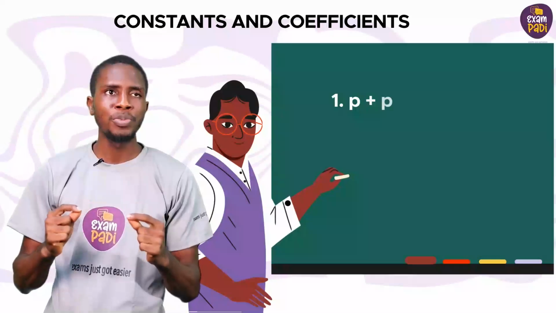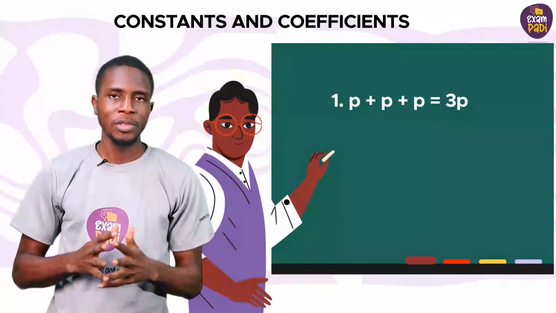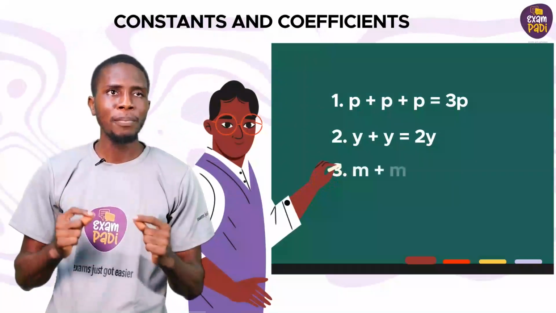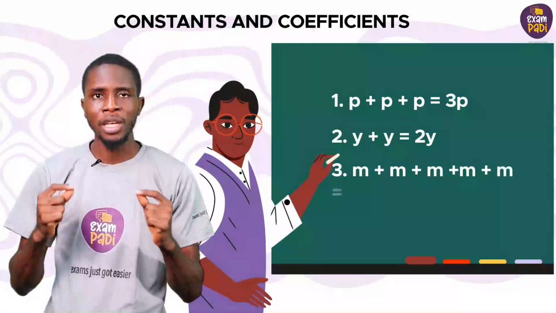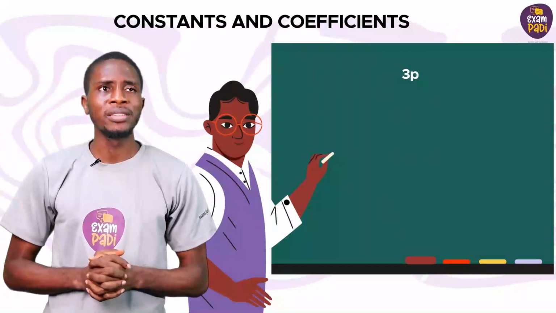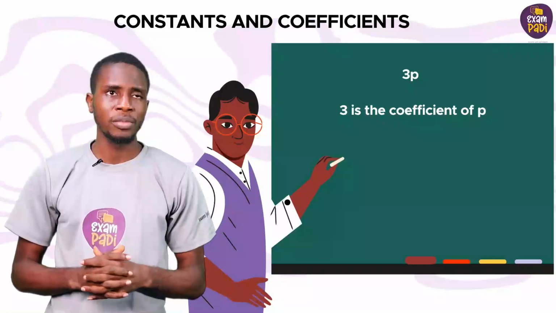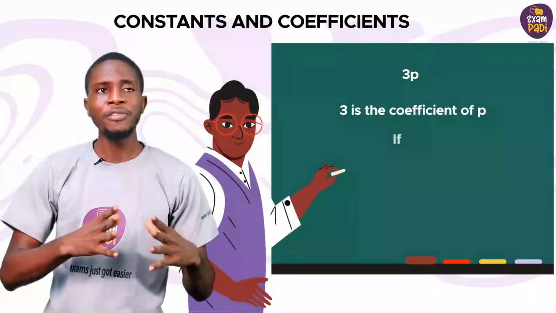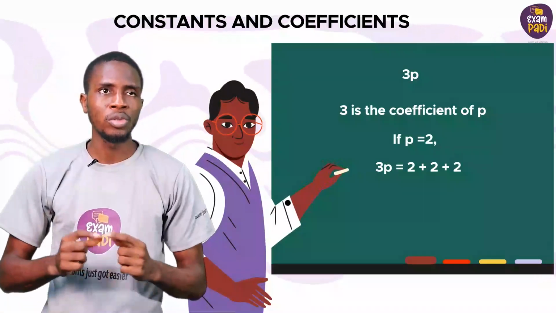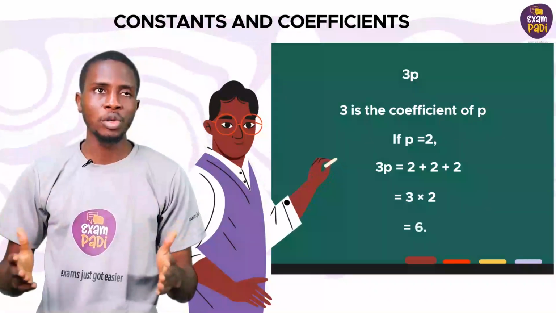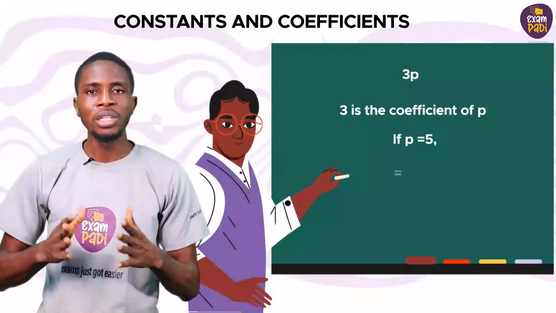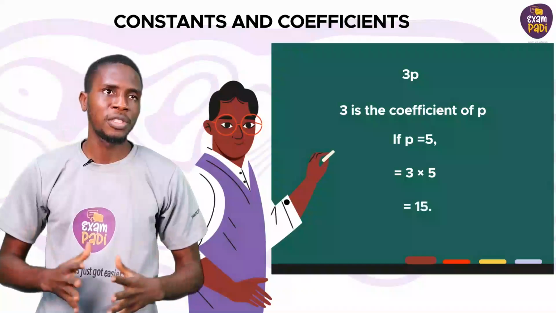1. p plus p plus p equals 3p. 2. y plus y equals 2y. And 3. m plus m plus m plus m plus m equals 5m. Solution. In 3p, the 3 is the coefficient of p. We know there are 3 p's. If p equals 2, then 3p equals 2 plus 2 plus 2, which equals 3 times 2, and that gives us 6. If p equals 5, then 3p equals 3 multiplied by 5, which gives us 15.